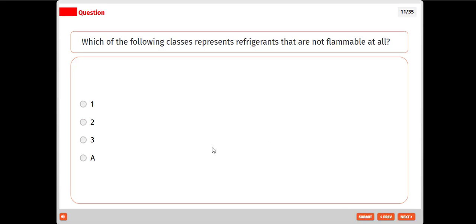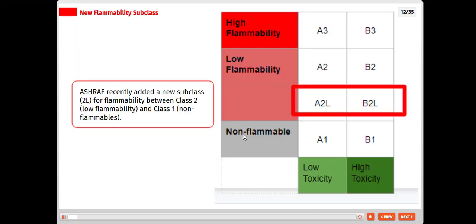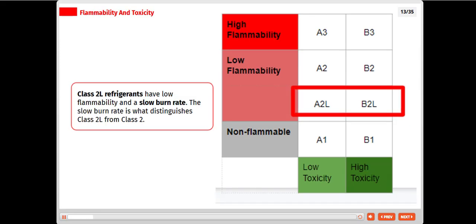Which of the following classes represent refrigerants that are not flammable at all? ASHRAE recently added a new subclass, 2L, for flammability between Class 2, low flammability, and Class 1, non-flammables. Class 2L refrigerants have low flammability and a slow burn rate. The slow burn rate is what distinguishes Class 2L from Class 2.